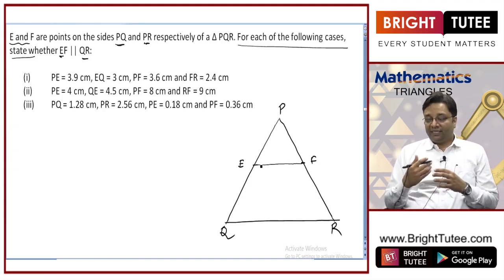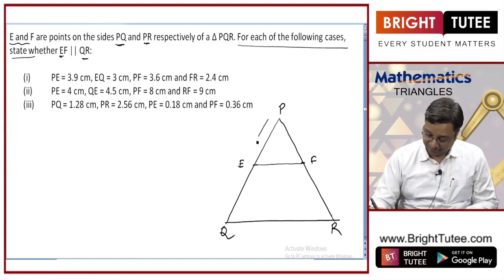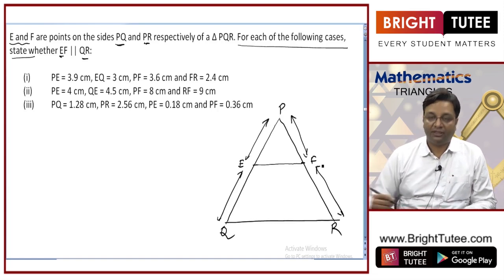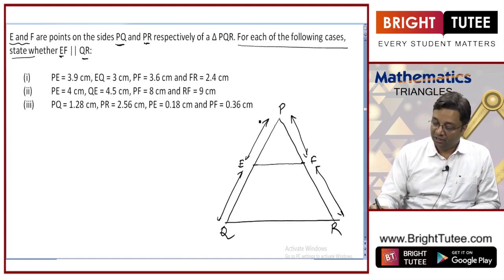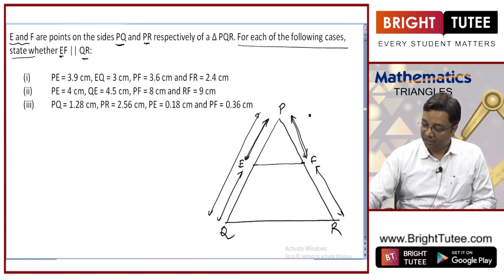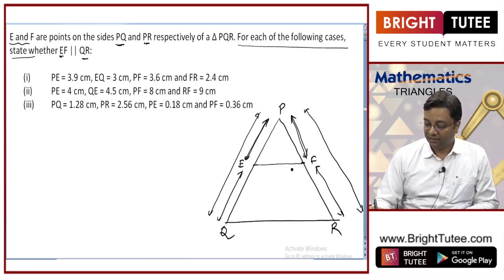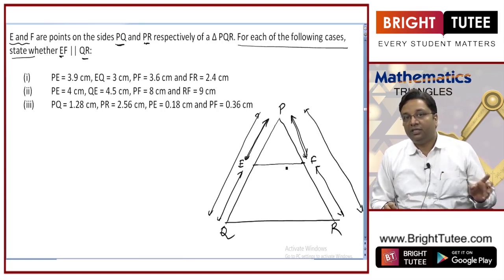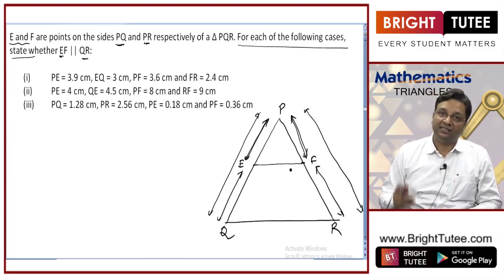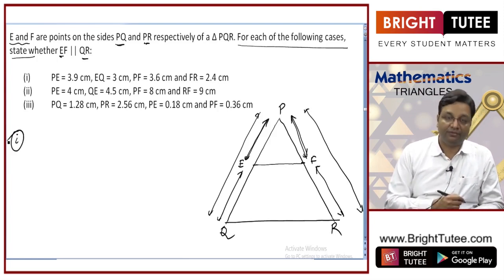So we can say that EF is parallel to QR in which of the cases? If the ratio of these 2 portions is equal to the ratio of these 2 portions, right, the corresponding portions, or we studied other things also, that the ratio of this and this complete side is equal to the ratio of this and this complete side. Even then we can say that these 2 lines are parallel. So we will use the 3 results that we proved in BPT to see whether these lines are parallel or not. So let us look at the first point here.